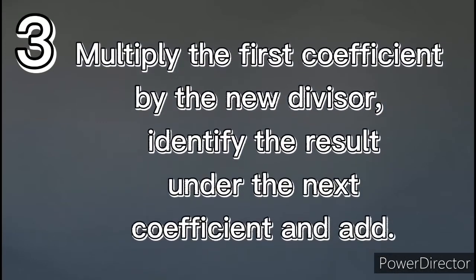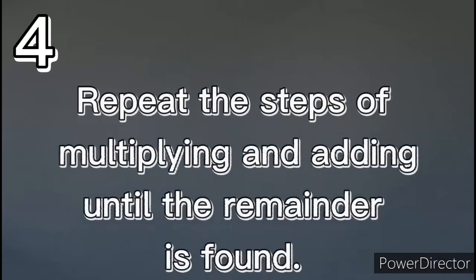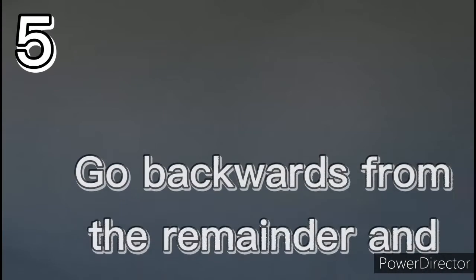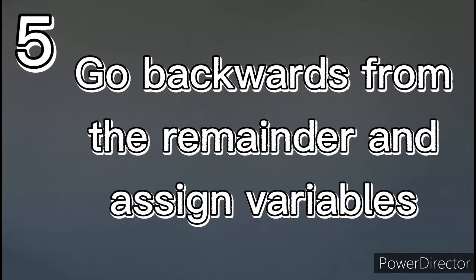Step 3: Multiply the first coefficient by the new divisor. Identify the result under the next coefficient and add. Step 4: Repeat the step of multiplying and adding until the remainder is found. Step 5: Go backwards from the remainder and assign variables.